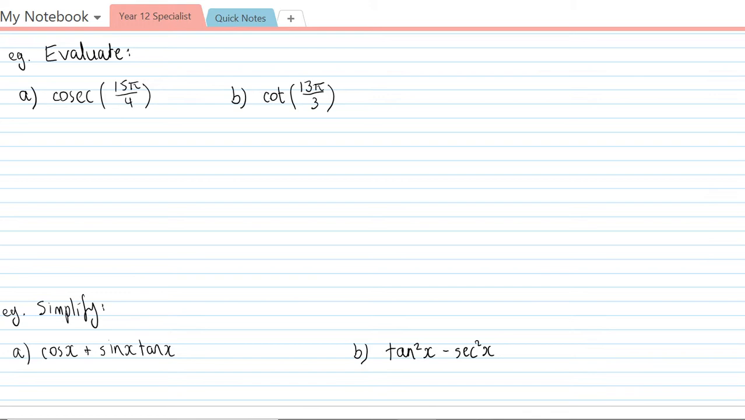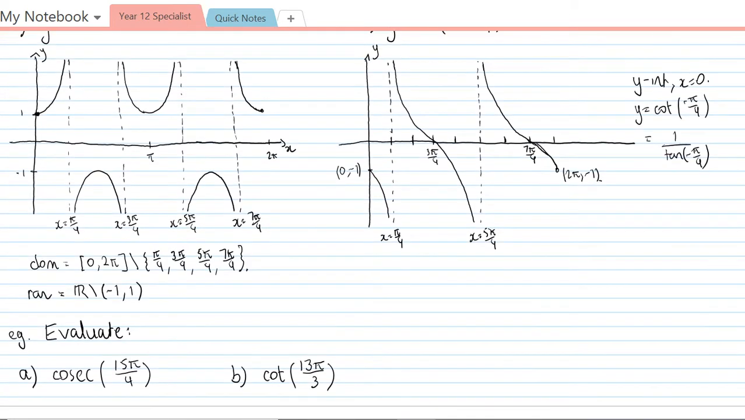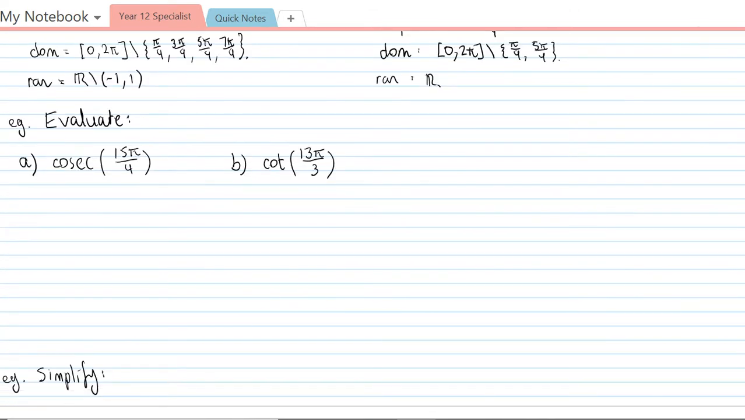I realized in the last video that I didn't actually finish up the question because I didn't write the domain and range of that last one. So I'm just going to do that quickly. The domain should be given by the interval 0 to 2 pi, excluding the values of pi on 4 and 5 pi on 4. Also, the range in this case should be given by all real numbers. So now it's good. All right, moving on.